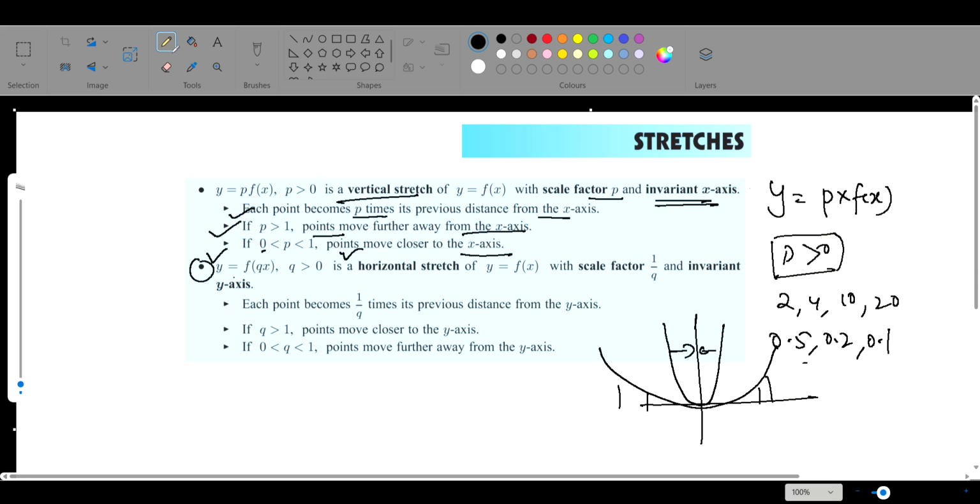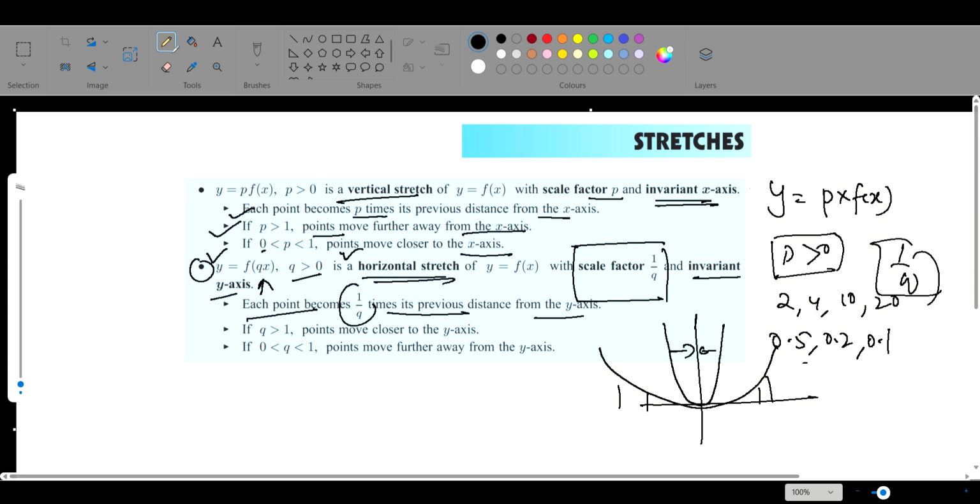Now if I do y is equal to f(qx), that is multiplying inside the bracket, and q is greater than 0, this is my horizontal stretch. But what is the scale factor? This time the scale factor would not be q, it will be the reciprocal of q, which is 1 upon q, right? This time my y-axis is invariant, so the y coordinate will be the same, only the x coordinate changes.